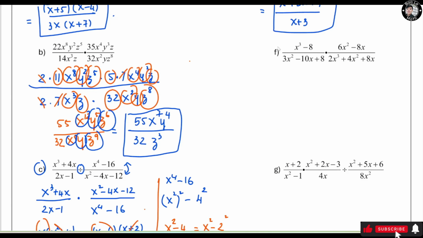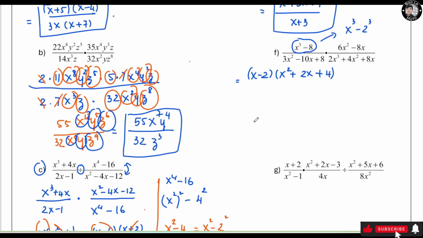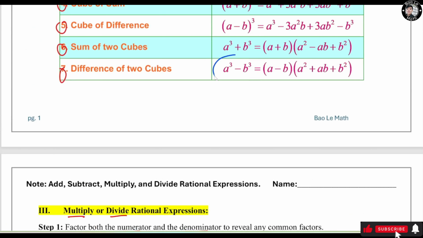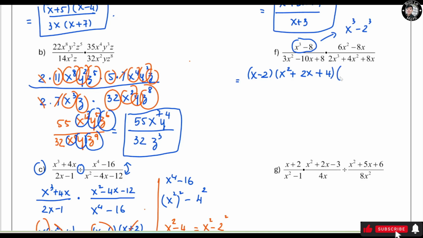Now question F. We need to factor this guy out using difference of 2 cubes, right? So it can be s minus 2 times s squared plus 2s plus 4, right? Because this one can be written as s cubed minus 2 cubed, right? And you're going to use the formula right here. And then times, we're going to factor this guy out. So the common factor is 2s, right? And you have 3s minus 4 left, right? Over.